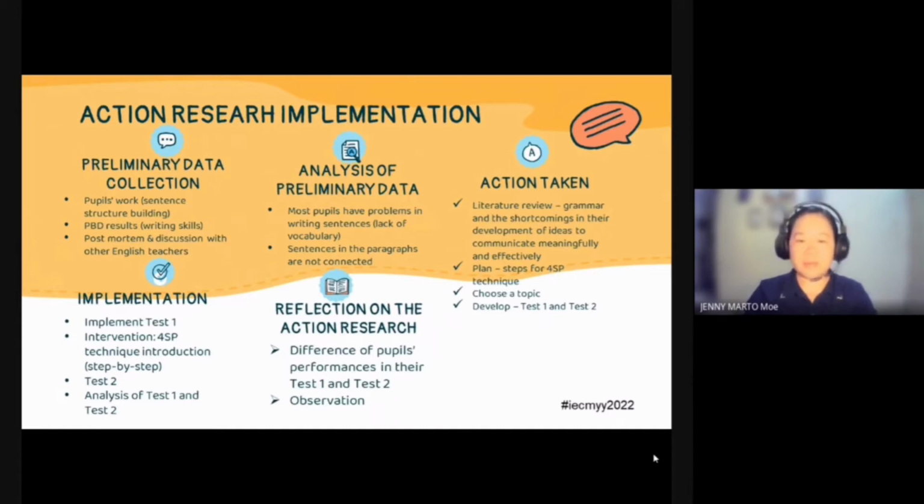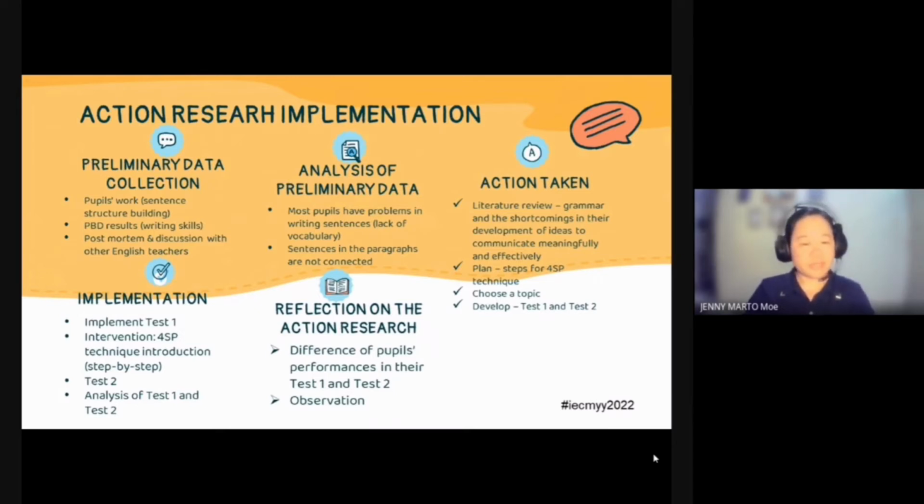After my preliminary data and the analysis, I took some actions. I started with my literature review, and from my readings, I found out that it is true that the pupils are having problems in their writing because there are problems in grammar and the shortcomings in their development of ideas to communicate meaningfully and effectively. And from there, I plan my steps for the 4SP technique. Then I choose a topic and develop my test 1 and test 2.